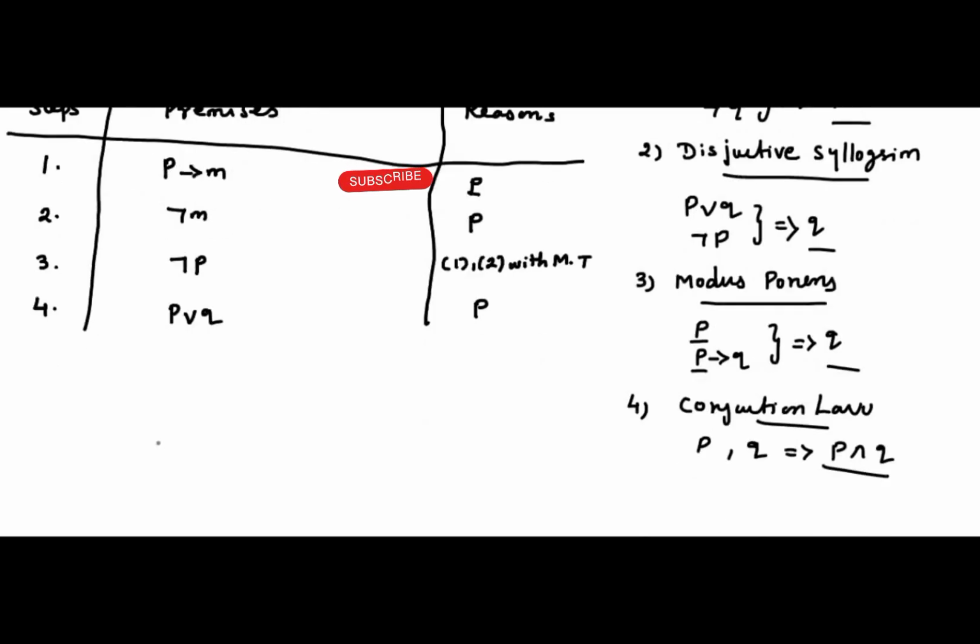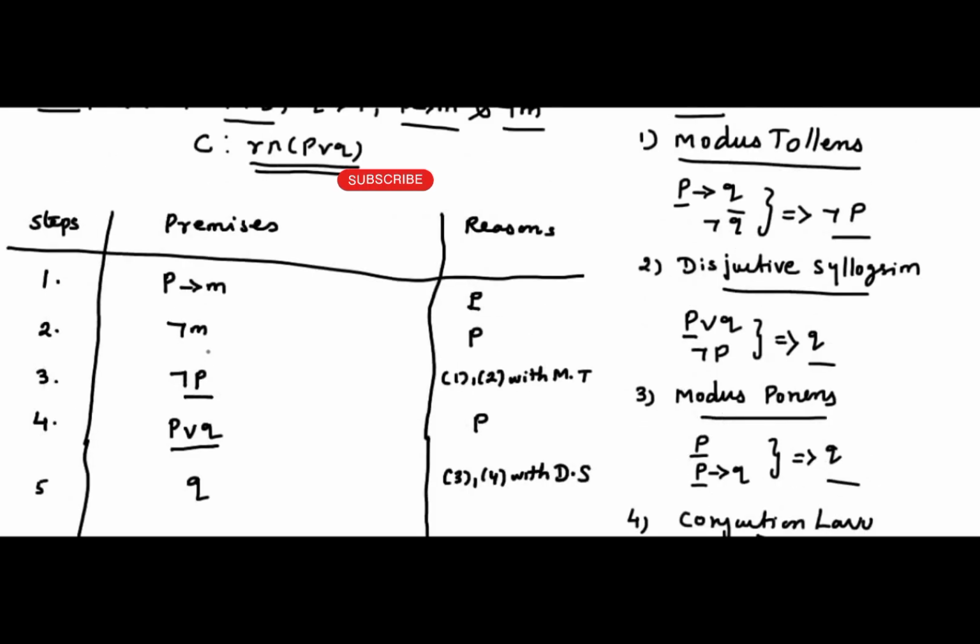Now using the third step and fourth step, we can write step number 5. How to write step number 5? You see disjunctive syllogism. What is the disjunctive syllogism? P or Q, negation P, then Q. So here, negation of that variable, we get Q. Here we see negation P or Q, we can write only Q. So that is Q. What is the reason? The reason is nothing but step 3 and step number 4 with disjunctive syllogism law.